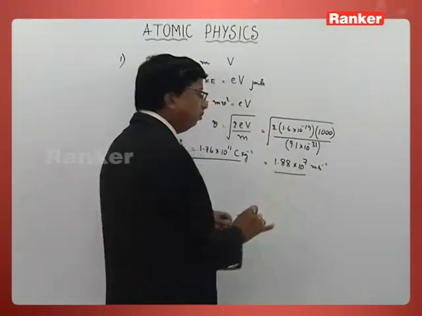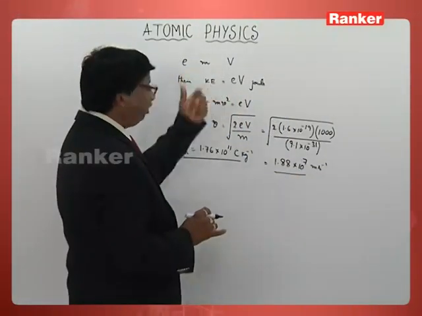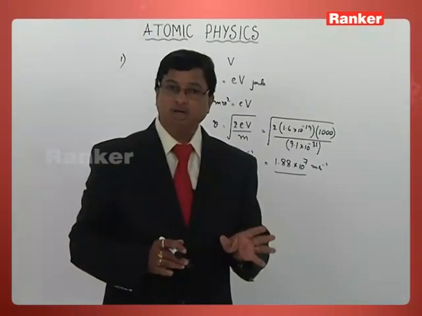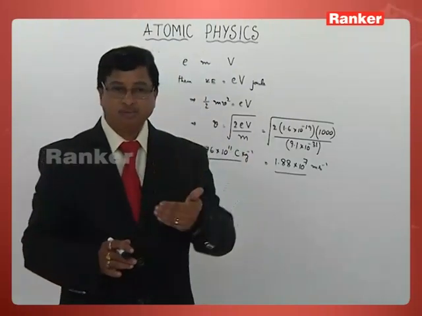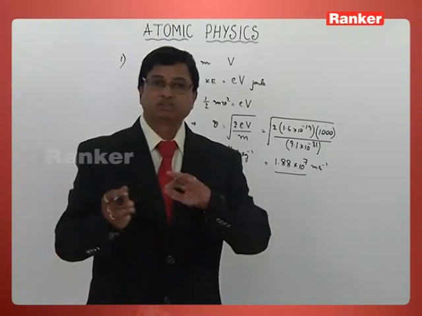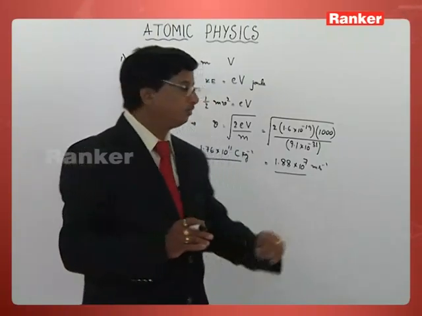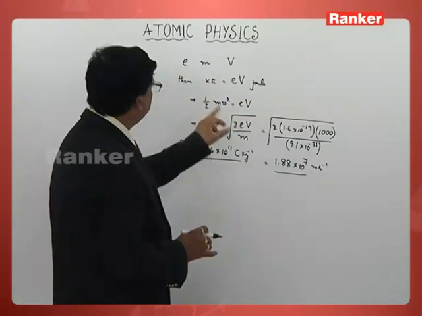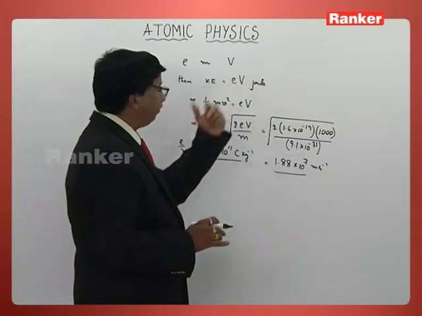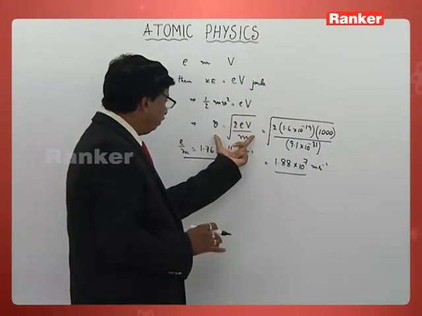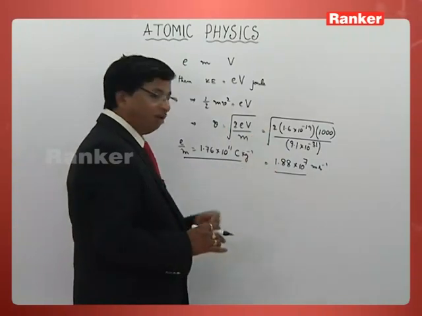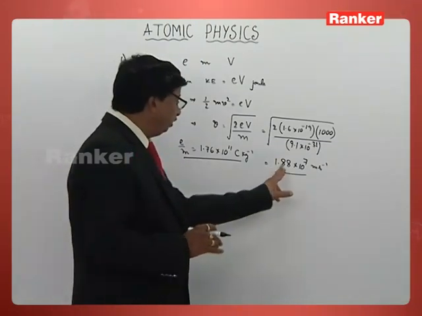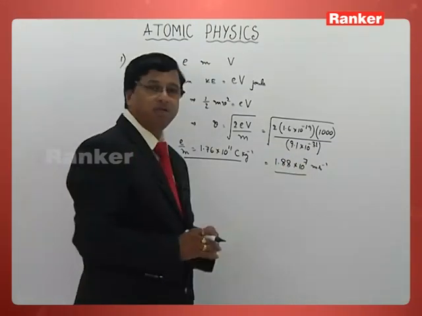This is the value. But the only point you should understand is whenever any charged particle, I am not talking of electron alone, any charged particle having some charge and some mass m, when it is entering into an external field having a potential difference capital V like this, then the kinetic energy acquired by the particle would be eV joule. This is the formula based on which I have written this equation and from which I have estimated the velocity of that electron. It's around 1.88 into 10 power 7 meter per second.